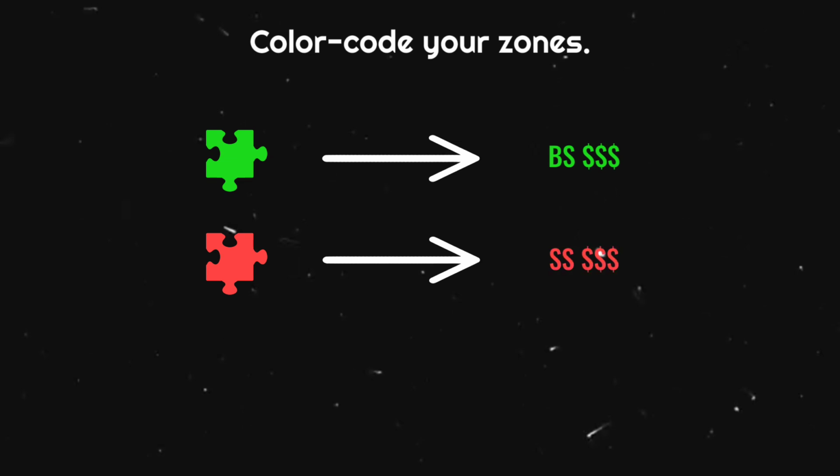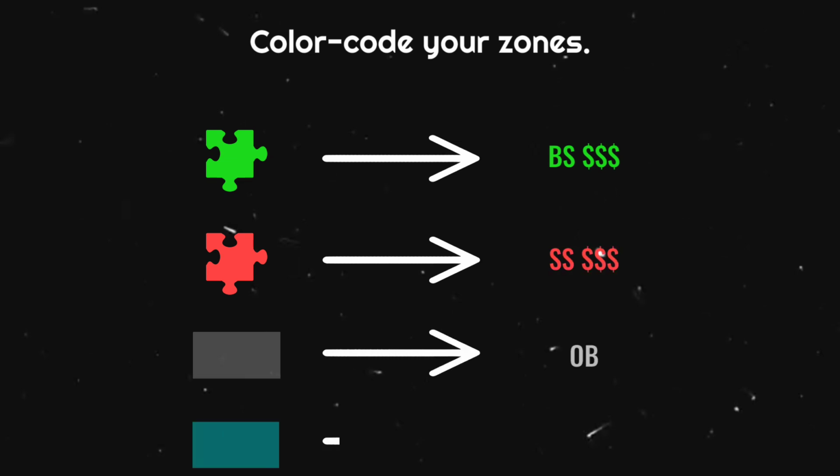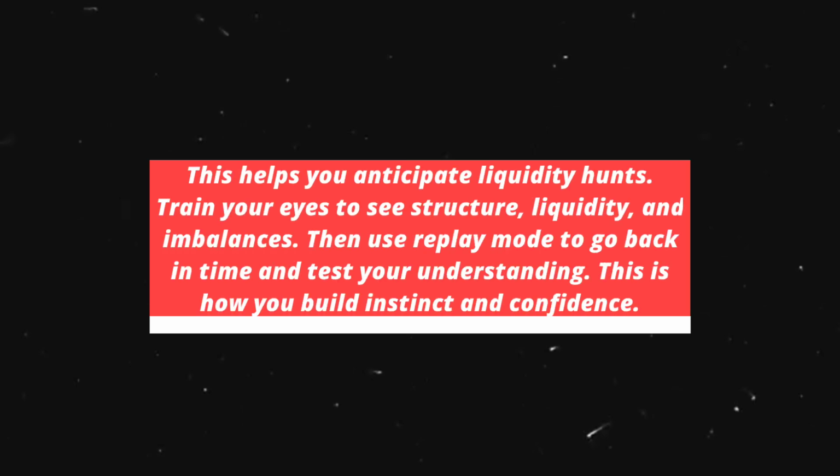Color code your zones. Use green for buy-side liquidity, red for sell-side. Use light white boxes for order blocks and blue for fair value gaps. Mark previous day high and low using lines or labels. This helps you anticipate liquidity hunts.